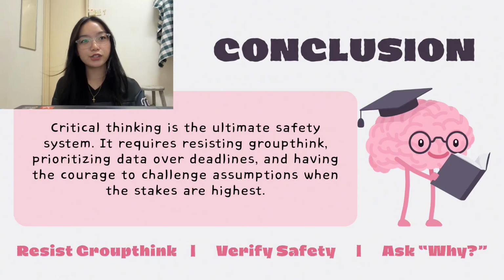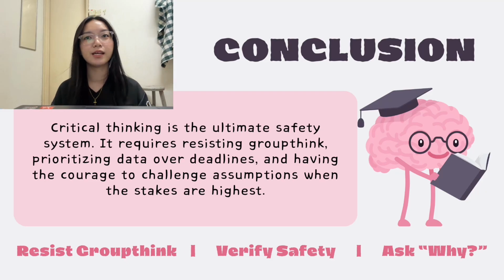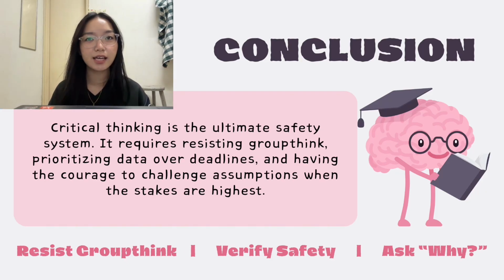So, in conclusion, critical thinking isn't just being smart, it is the ultimate safety system. In 1986, instead of asking, is it safe to fly? The question became, can you prove that it's unsafe? And this subtle shift in logic and ignoring the evidence is what led to the NASA Challenger disaster that we just talked about.